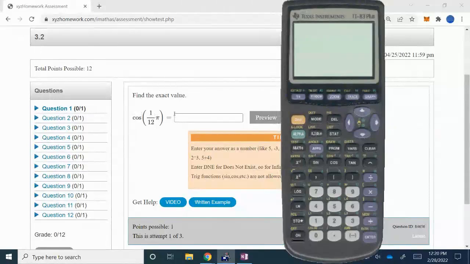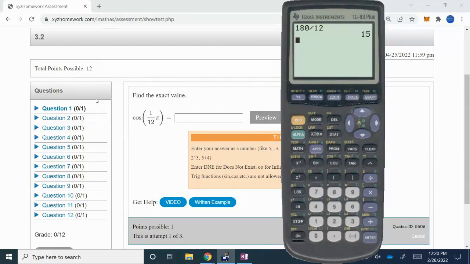All right, so first I'm going to figure out what pi over 12 is as an angle measure, or as a degree measure. So remember that pi is 180, and I'm going to divide that by 12, right? And we have 15 degrees, so we want the exact value for 15 degrees.